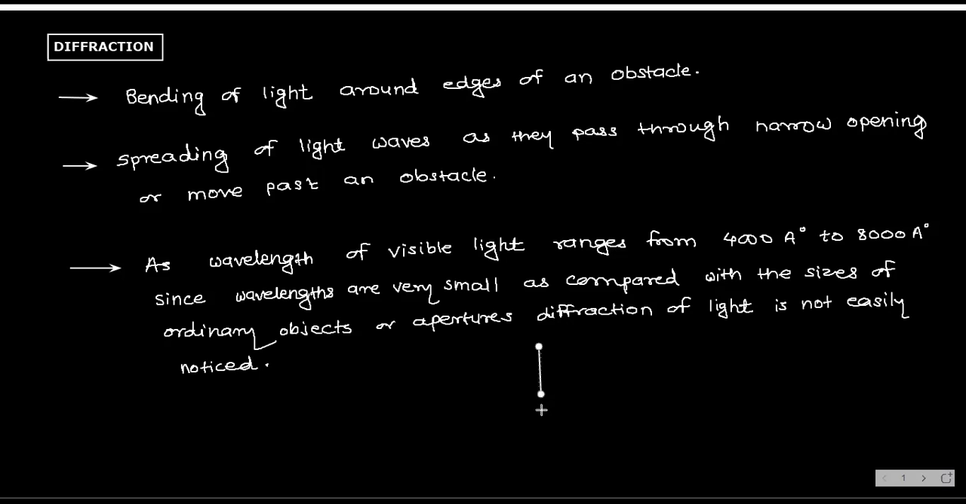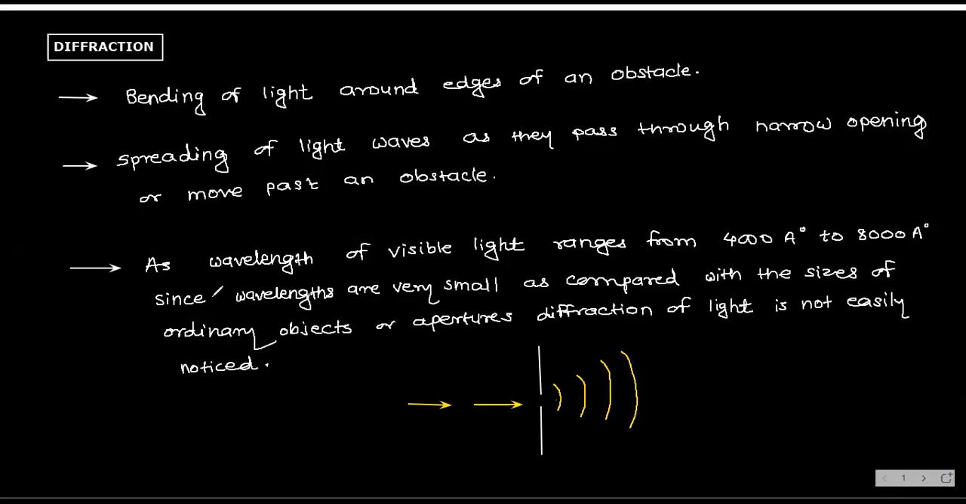One diagram I am giving you. You see here. Now this is an opening, a narrow opening. And now light is coming like this. And when it is crossing this narrow opening, then this light is going to spread like this. But light is going to spread like this when it is passing past an object, obstacle or narrow openings, we can say.